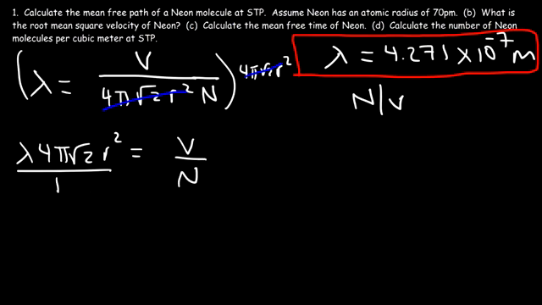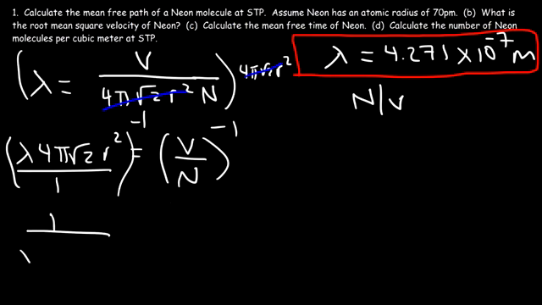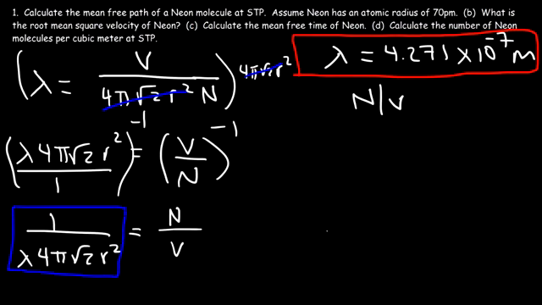Now I'm going to put this over 1. Now I need n over V, so I'm going to raise both sides to the negative 1. So basically I'm going to flip both fractions. And so 1 over lambda 4 pi square root 2 r squared, that's going to be the number of molecules per cubic meter. So that's n over V. So let's go ahead and use this formula to get that answer.